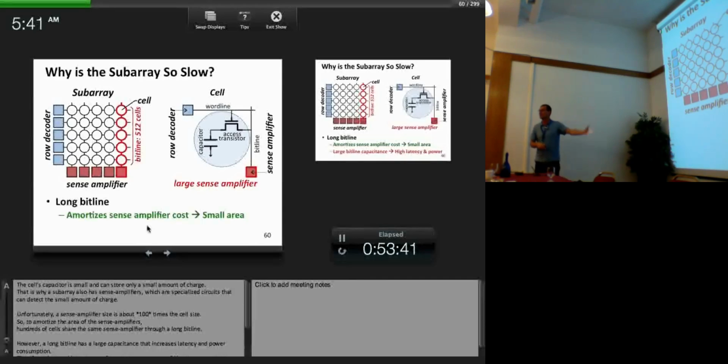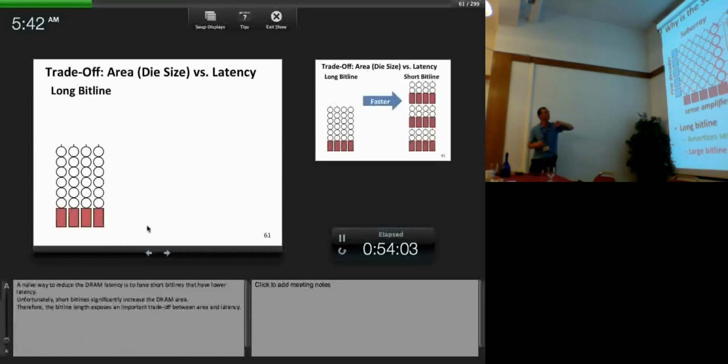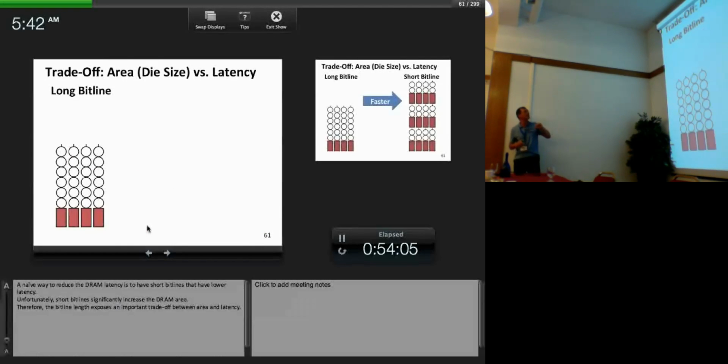As a result, what DRAM manufacturers have done is to have a long bit line, basically string together a bunch of these cells to amortize the cost of the sense amplifier so that you get small area. But the downside of this is if you have a long bit line where lots of things are connected to it, you have large bit line capacitance. As a result, you get high latency and high power when you access this. So this is a deliberate choice that DRAM manufacturers have made. They designed long bit line DRAM chips.